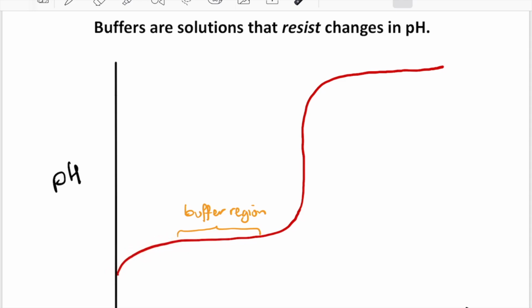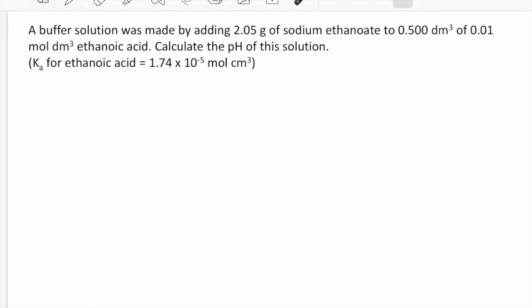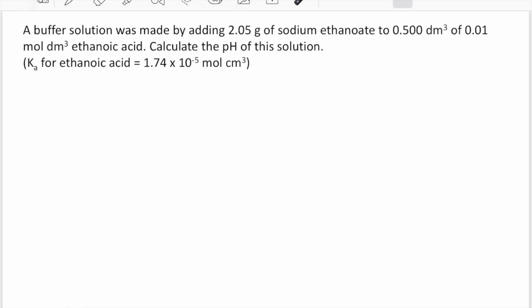So there are two ways to make a buffer in effect. One is to add the salt to the weak acid, and one is to partially neutralize the weak acid. So we're going to look at calculations that involve both of those features. Okay, so we'll start with a question.